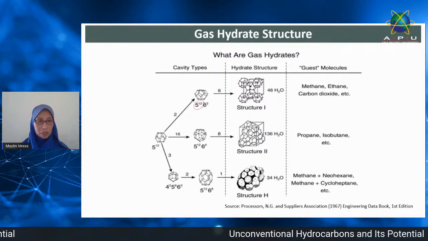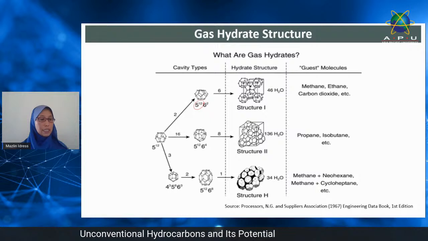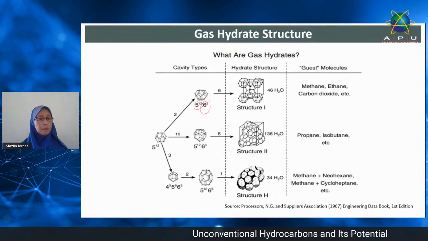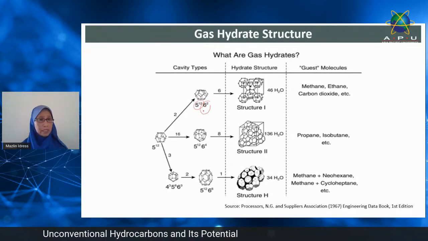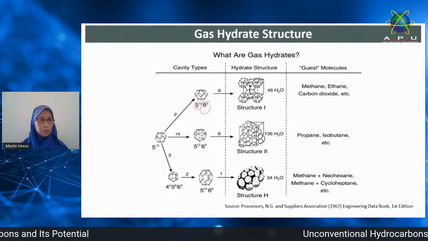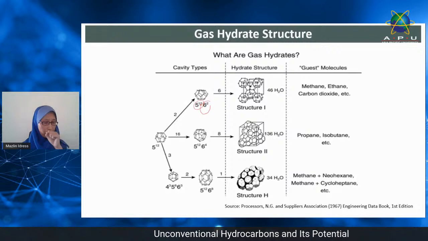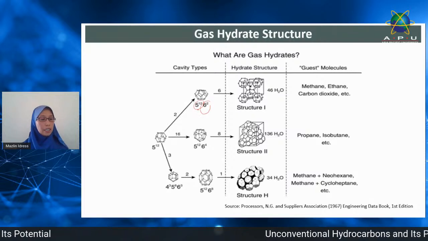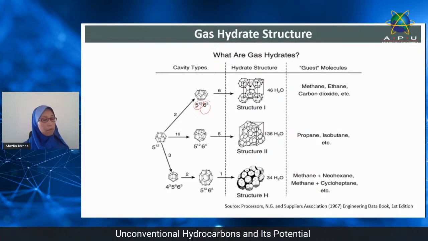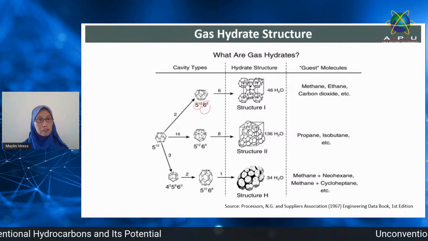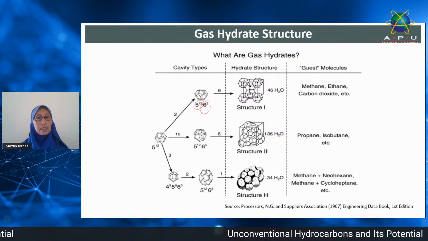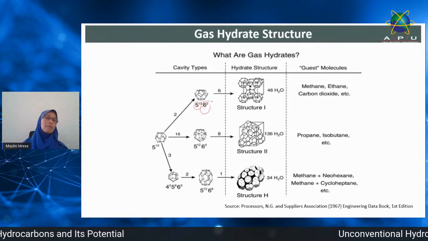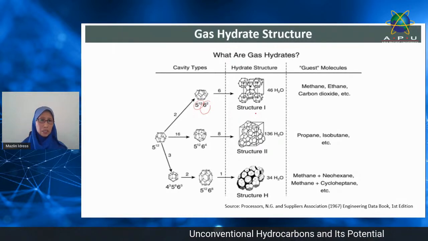And they have 6 large cavities, which are tetradecahedra. Together, these are written 5^12 and 5^12 6^2. The large cavities have 2 opposite hexagonal faces and 12 pentagonal faces. That's why you have 5^12 and 5^12 6^2, and that makes up structure 1 gas hydrates.